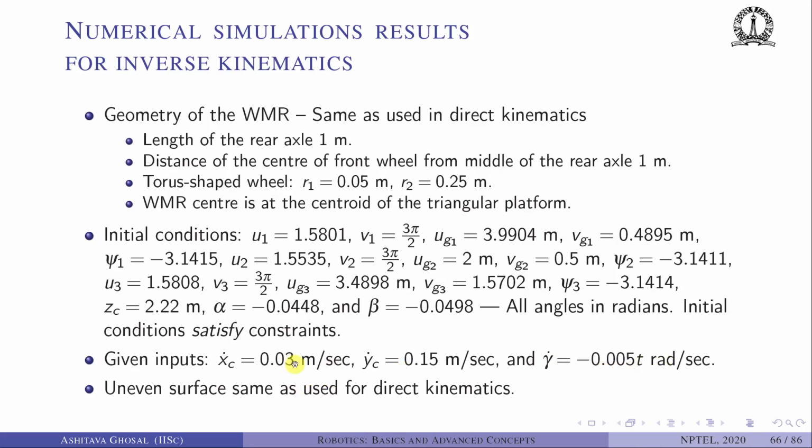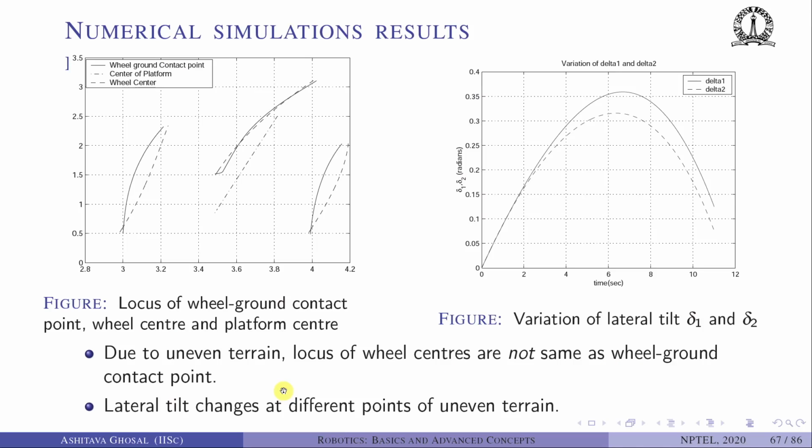So I want the x component of velocity to be 0.03 meters per second. The y component of the center of the top platform should be 0.15 meters per second, and it should rotate by 0.005 t radians per second. The uneven surface is the same as used in direct kinematics.